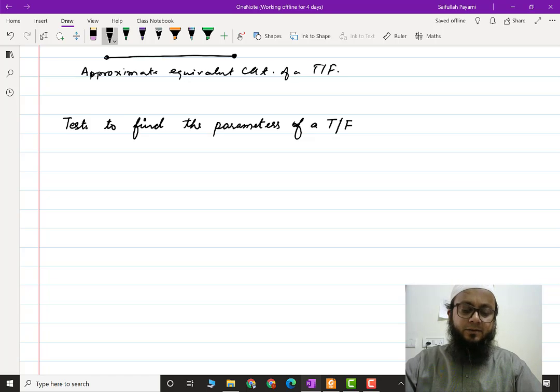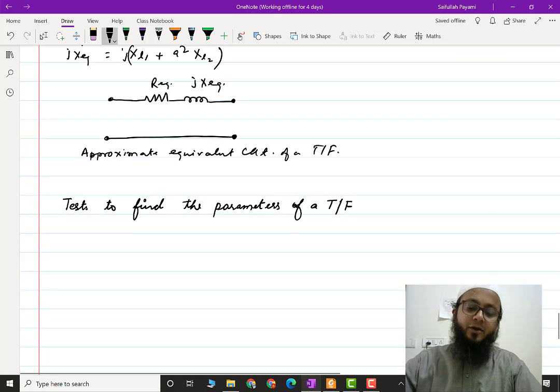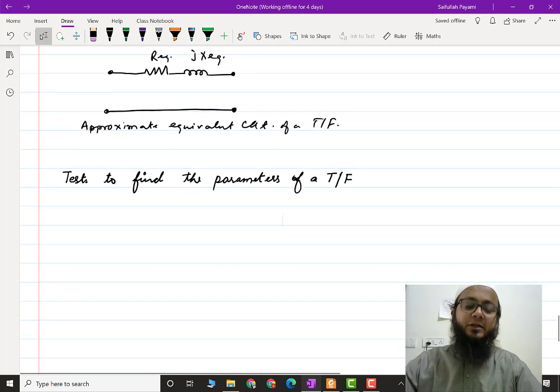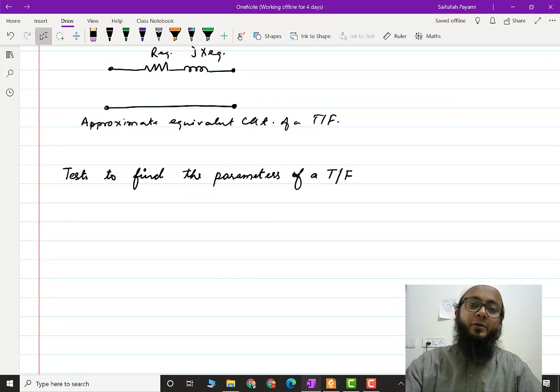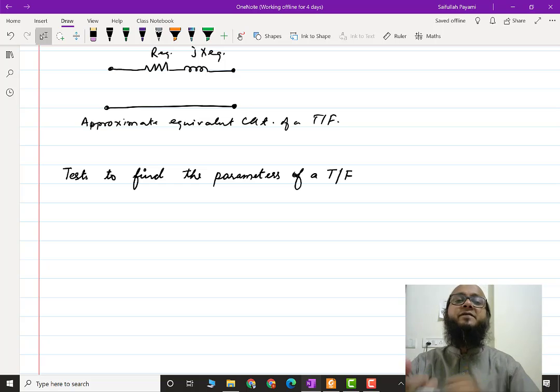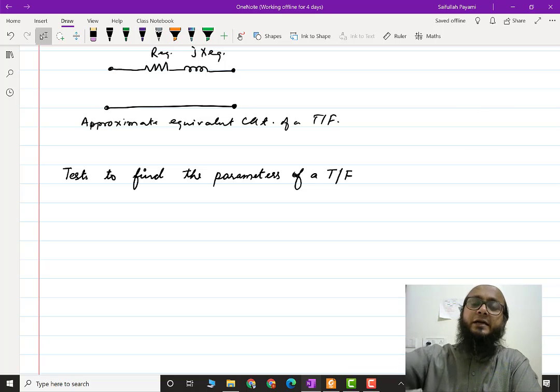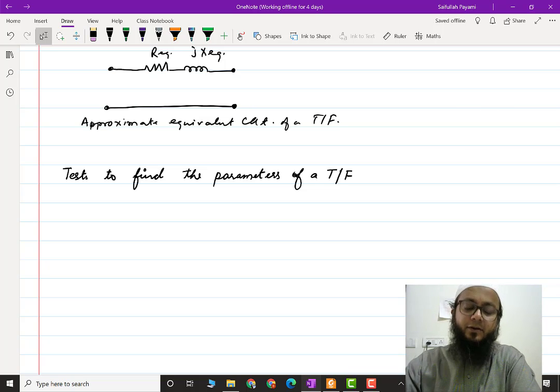So even this, if we know the parameters of the transformer, they can tell what the voltage regulation would be. Voltage regulation is nothing but how much the voltage drop would be. At some voltage we have energized the transformer, then how much voltage will we get at its terminal. So if you know the parameters of a transformer, then we can easily comment on that.